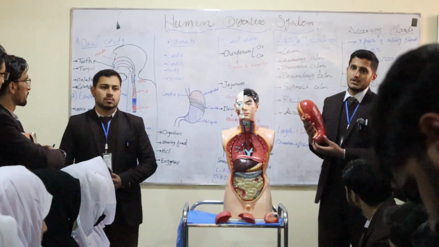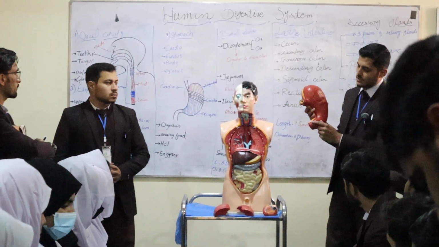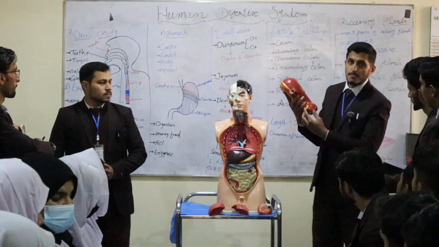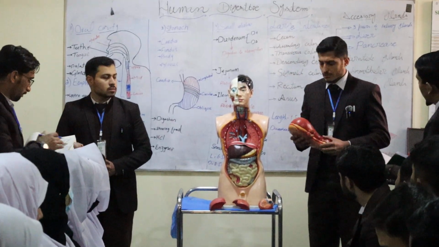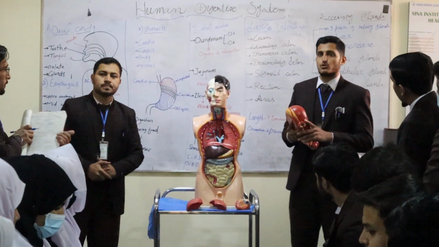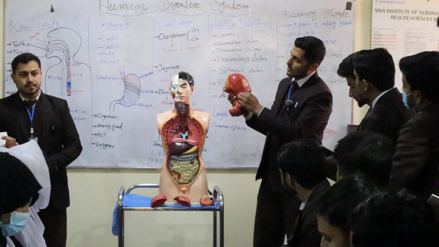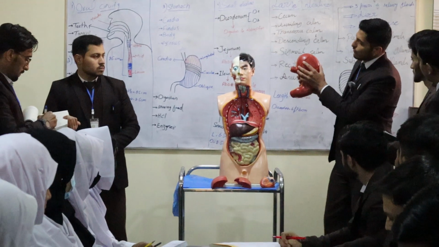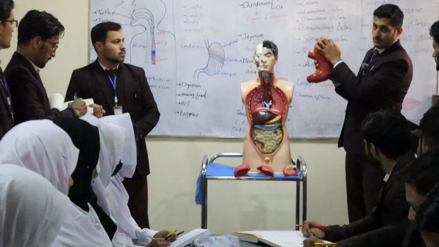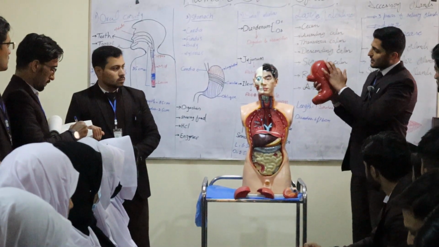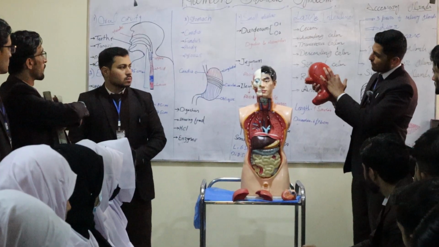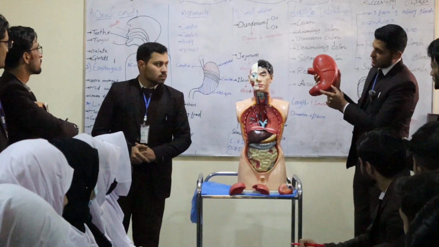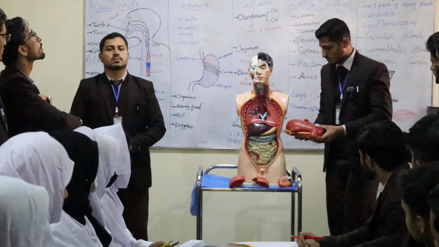Then we have another sphincter, which is present at the end of the stomach. This sphincter is called the pyloric sphincter. Then the stomach has 4 main portions. The beginning portion of the stomach is called the cardia. Then we have the fundus, the side portion of the stomach. Then the body of the stomach. Then the last portion of the stomach is called the pylorus.